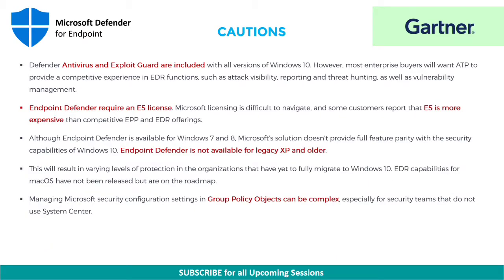Some of the points listed under cautions by Gartner are: Defender Antivirus and Exploit Guard are included with all versions of Windows 10. However, most enterprise buyers will want Endpoint Defender to provide a competitive experience in EDR functions, such as attack visibility, reporting and threat hunting, as well as vulnerability management. It requires an E5 license. Microsoft licensing is difficult to navigate, and some customers report that E5 is more expensive than competitive EDR offerings.